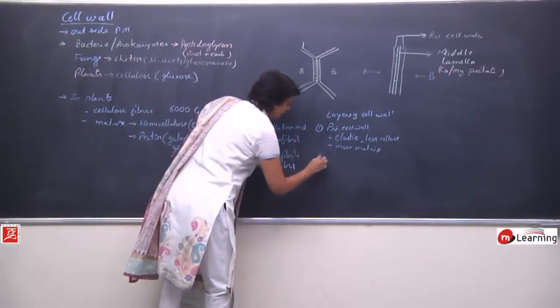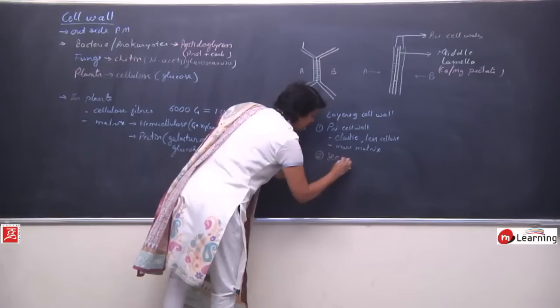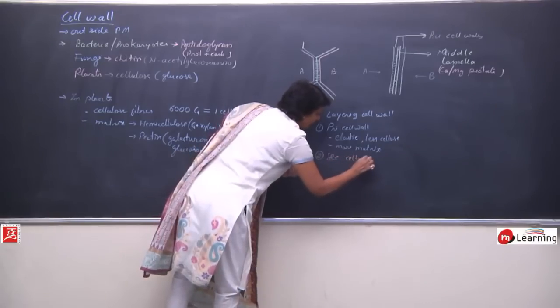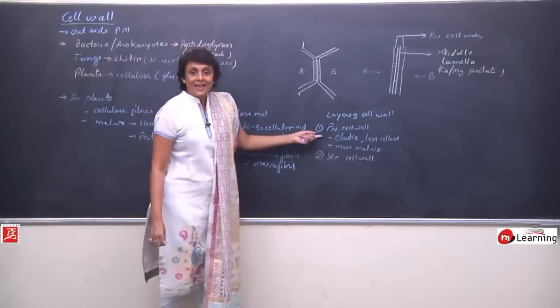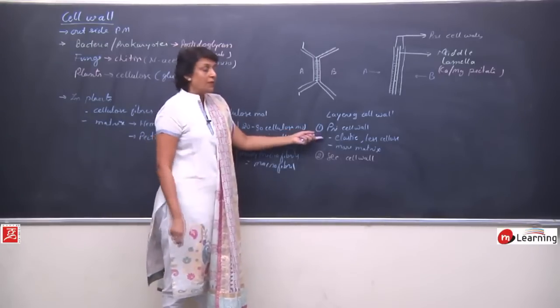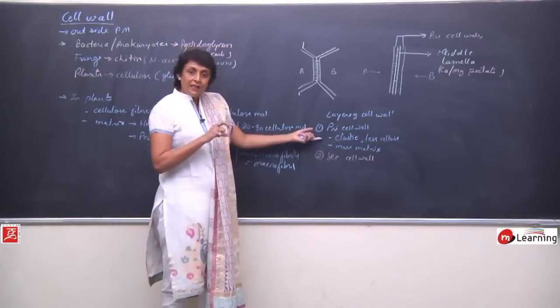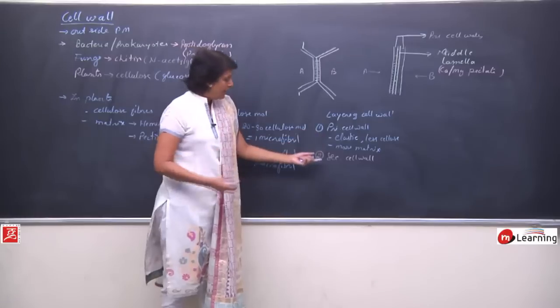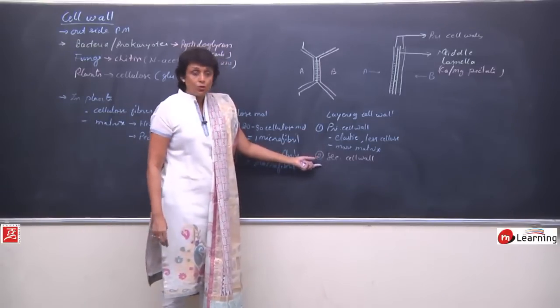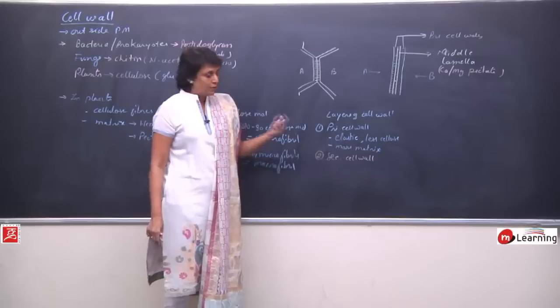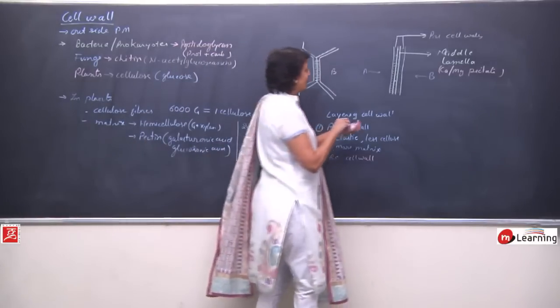Then comes the second layer, that is secondary cell wall. Primary cell wall, as it is elastic, stretchable, is present normally in younger cells, the cells which are still growing. Once the cells have grown to their normal size and they are mature, then the secondary wall is laid.